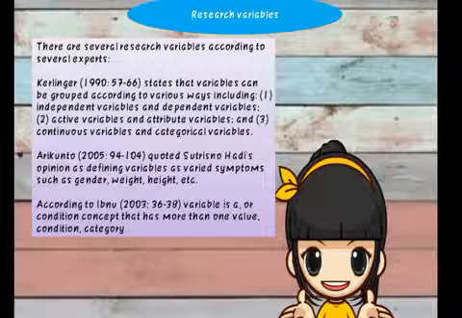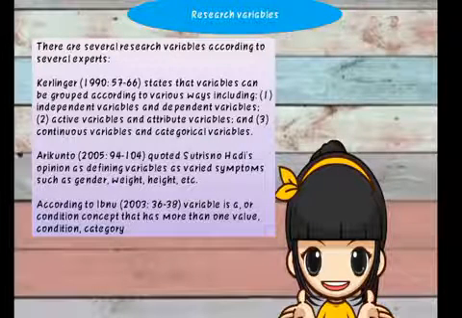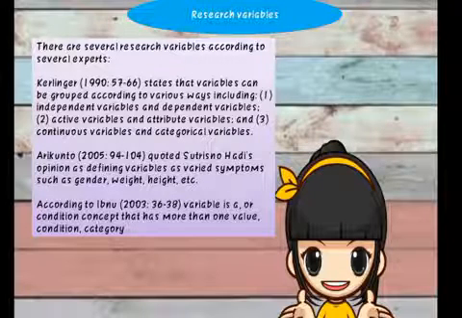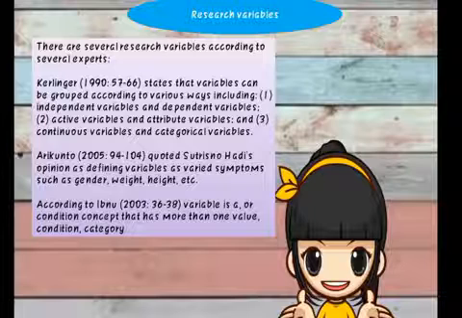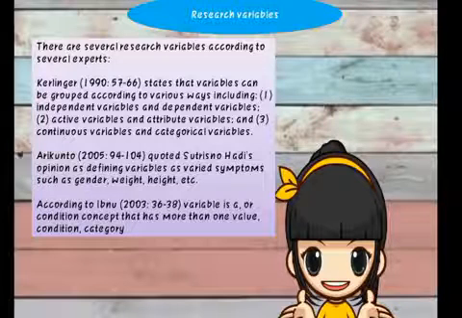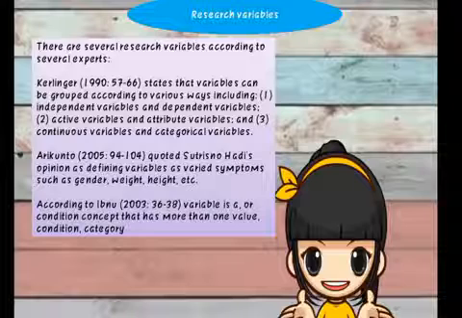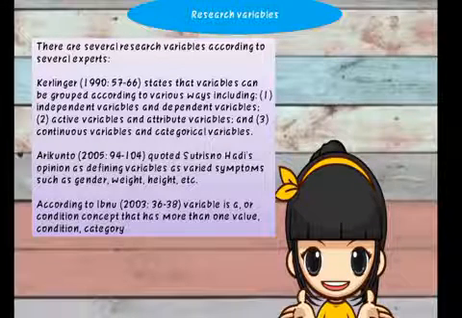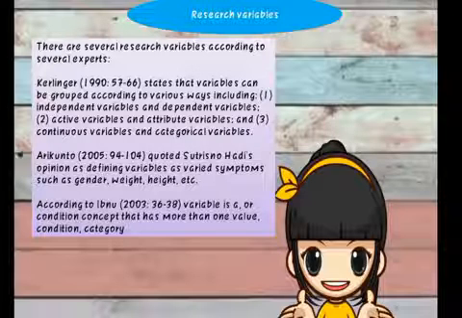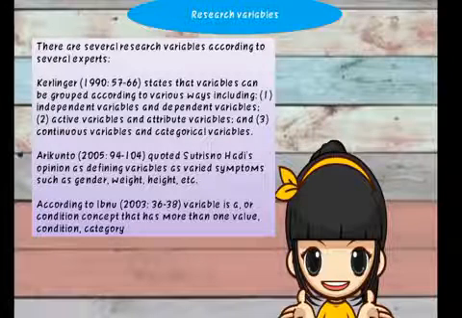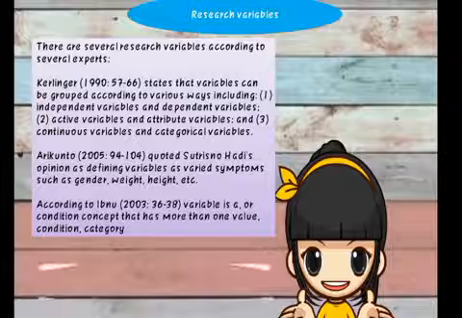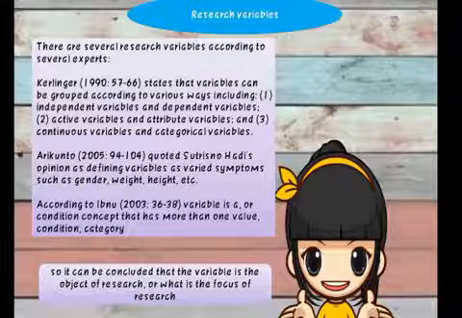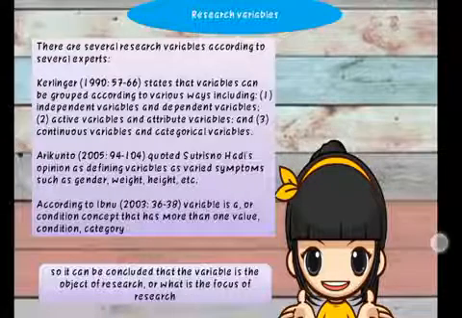Arikunto 2005, 94 to 104, quoting Sutrisno Hadi's opinion, defined variables as varied symptoms such as gender, weight, height, and etc. According to Ibnu 2003, 36 to 38, a variable is a concept or condition that has more than one value, condition, and category. So it can be concluded that the variable is the object of research or what is the focus of research.